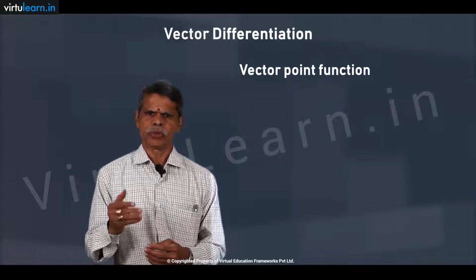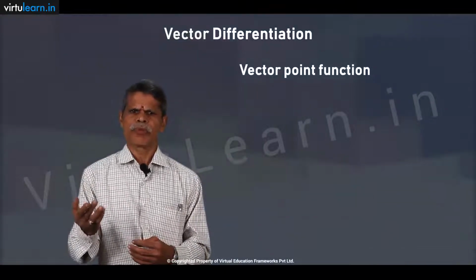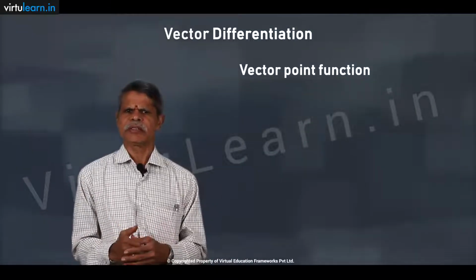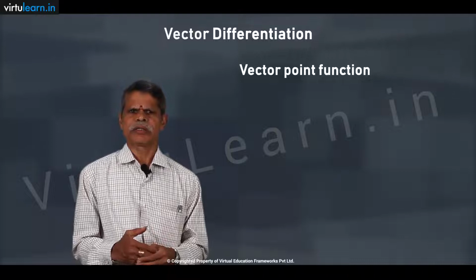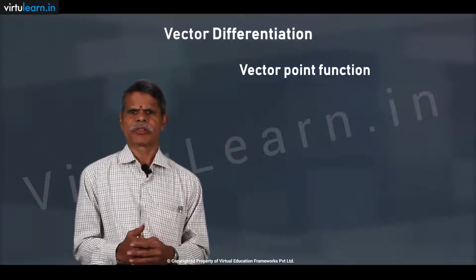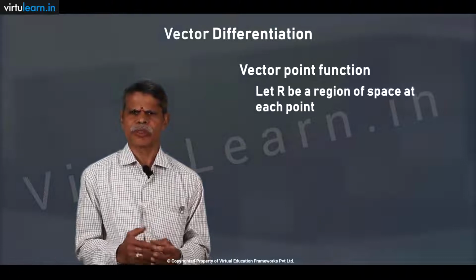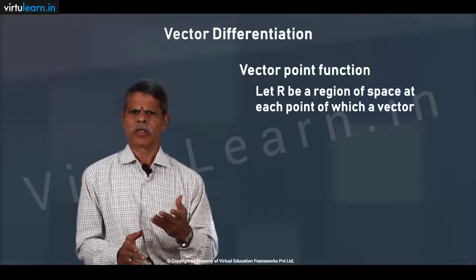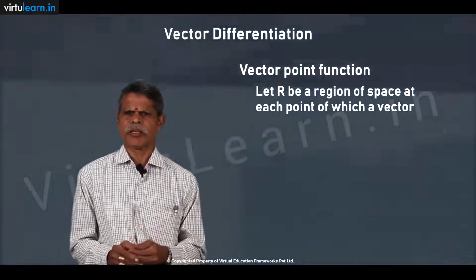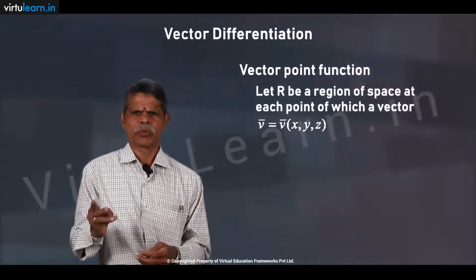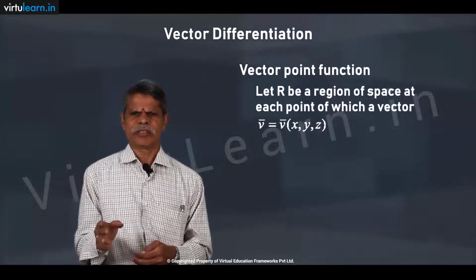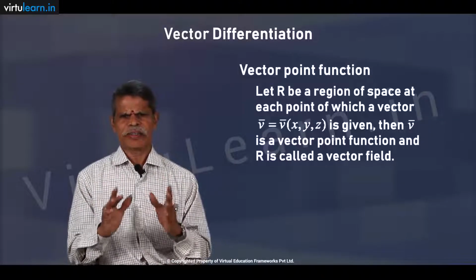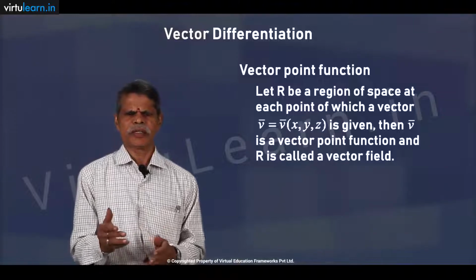You can take the position vector of a particle, or you can consider the velocity of a particle moving in space. Another example is the gravitational function. All these are examples of vector point functions. A vector point function is usually written as f bar, a function of x y z, or in particular, if you consider velocity, you can write v bar is equal to v bar, a function of x y z. If a vector function is defined over a region of space, you can say that a vector field is defined.